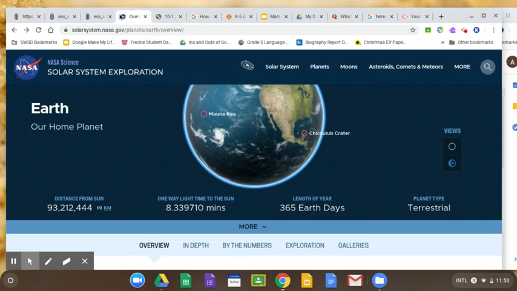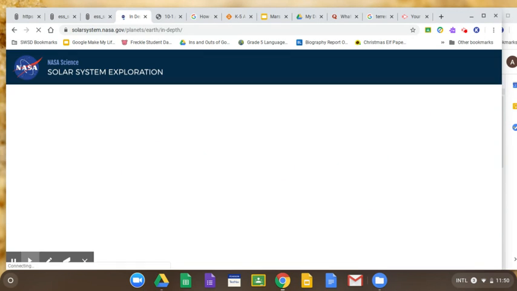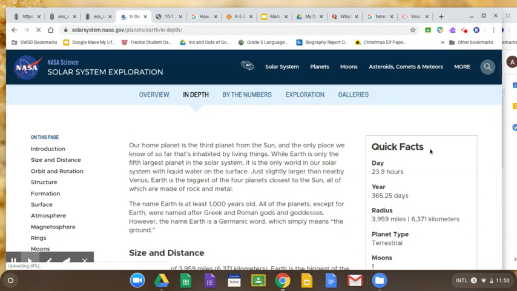So for the Earth, you would have length of a year. That would be its revolution. And then to find out for the rotation, you would go to in-depth because that's under quick fact. So for days, it says 23.9. This is what you would put for the rotation. So this is rotation. That's revolution. So how long does it revolve around the sun?